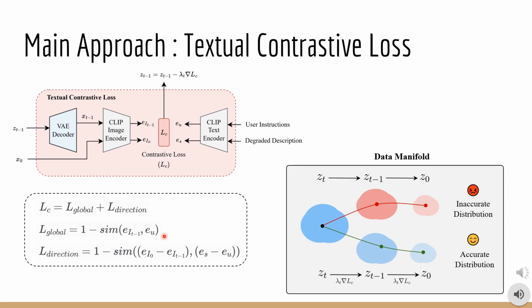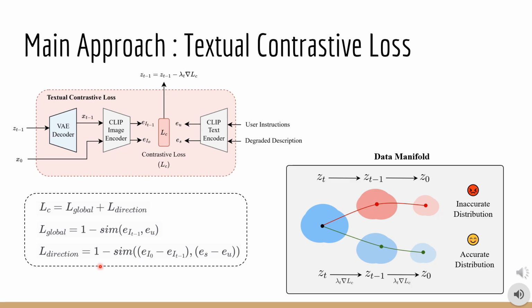To further enhance the results and address issues such as mode collapse and corrupted image quality, we introduce the direction loss. This loss leverages the residual difference between the input image x0 and xt-1, comparing it to the residual between the user's instructions and the VLM degraded description.